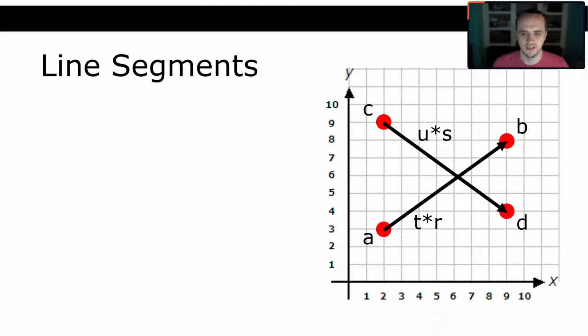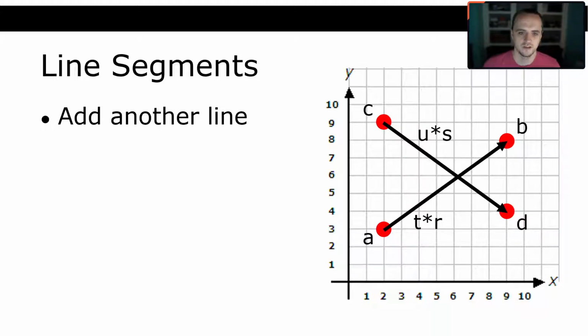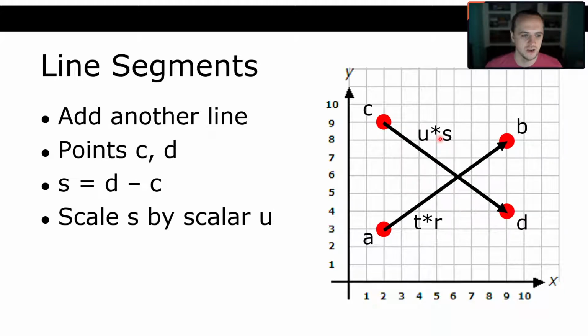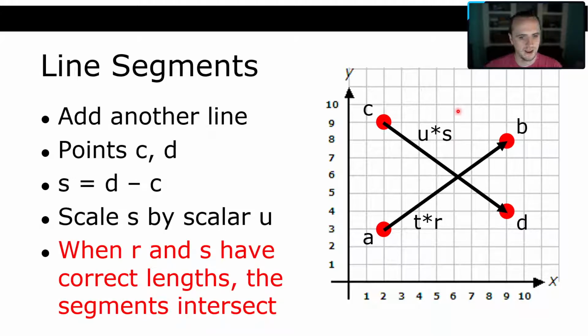So line segments, let's add another line. We've got points C and D. So we've got C here and D there. And so S is going to be D minus C. We take the destination, we subtract the origin, and we get the vector between them, which is our line segment. Now, before we scaled R by T, now we're going to scale S by U. And just look at this. When R and S have the correct lengths, the line segments are going to be pointing to the same place, or they're going to intersect.